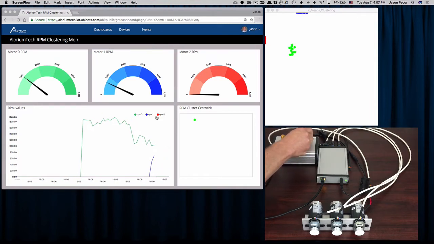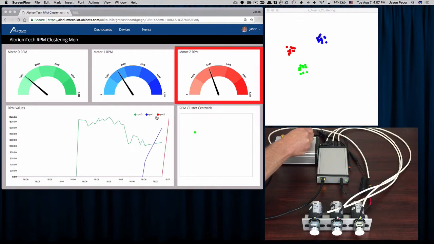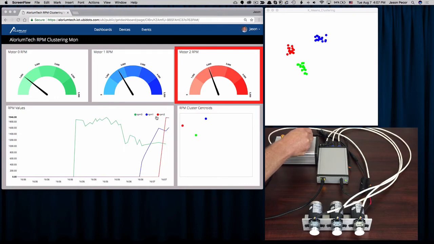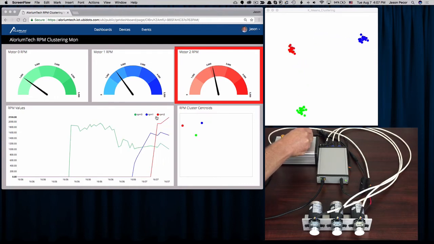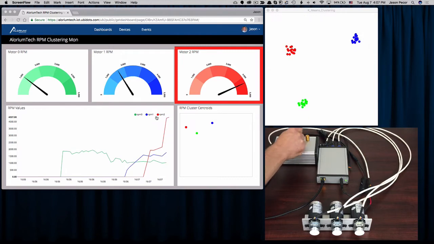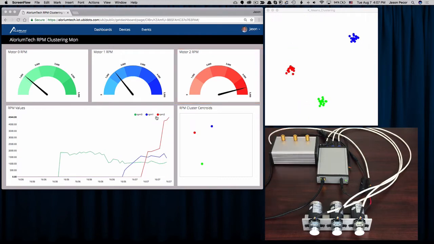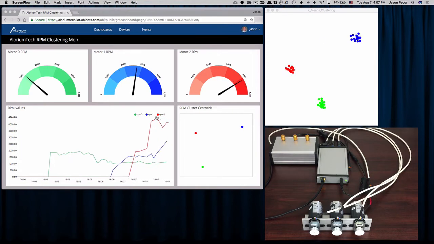Obviously, we're using a motor control shield inside the motor control box, and it would keep a perfect RPM if we wanted it to, but we want to add that jitter to make the data interesting to look at. Now you can see we've got the RPMs going, the 3 different motors running at different speeds, and this data jumping around.